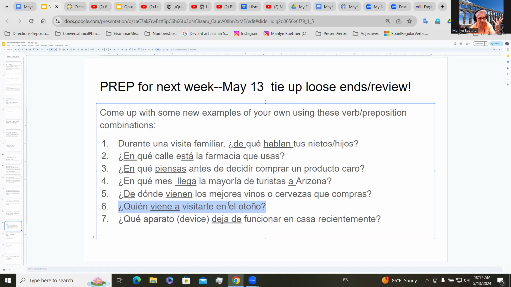En el otoño. Bien, bien. ¿Qué más? Algo diferente, something different. ¿Quién viene a visitarte? Who comes to visit you? Normalmente mis dos hijos vienen a visitarme en otoño. Excelente, sí. And notice what she did. Mis dos hijos vienen, they come. Vienen, because there's more than one person who does it. Vienen a visitarme. Bien, perfecto.